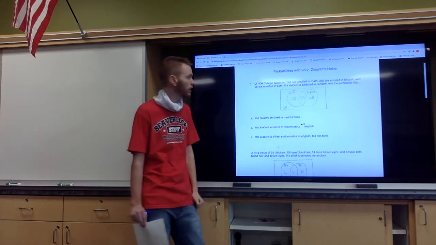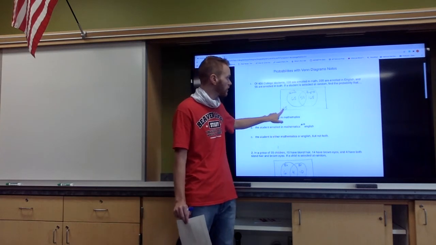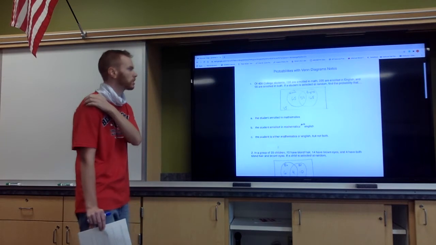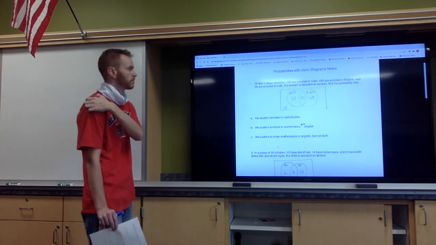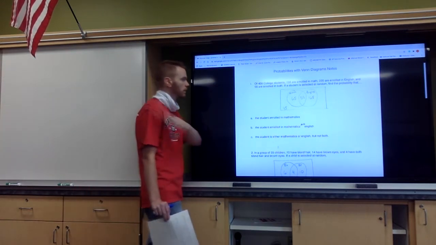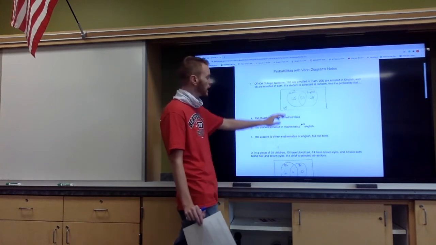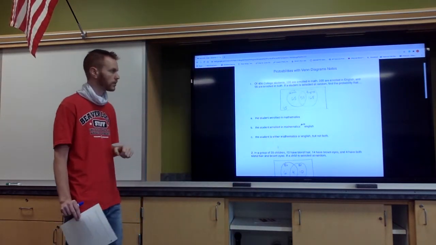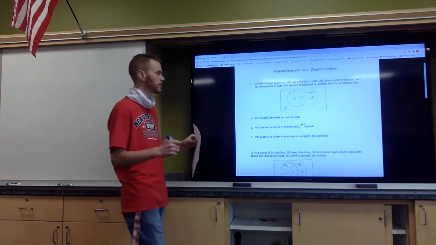So it does work. Now, the 115 that's on the outside are people that didn't choose to be a math major or an English major. Okay? So that's what the 115 outside stands for. If you add up all three numbers, you get 400. Okay? So that's just a quick overview as to how to read this Venn diagram.